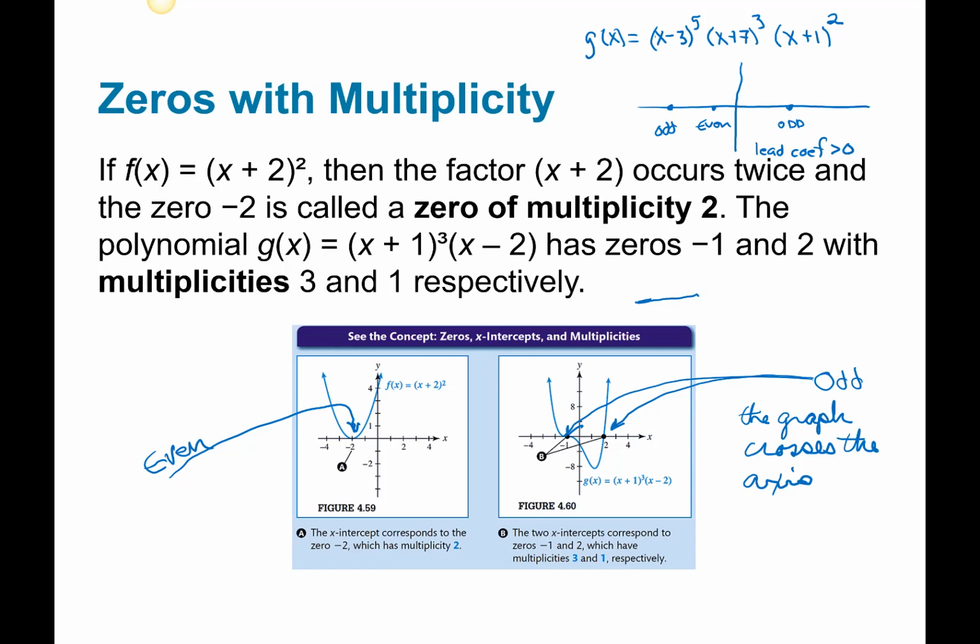Well, what's the leading coefficient greater than 0 going to tell you about the graph? It's going to be going up, right? Odd means it crosses or just touches and turns away? It crosses. So it comes up. Here it's going to touch and turn away. And there it's going to go. And that's it.